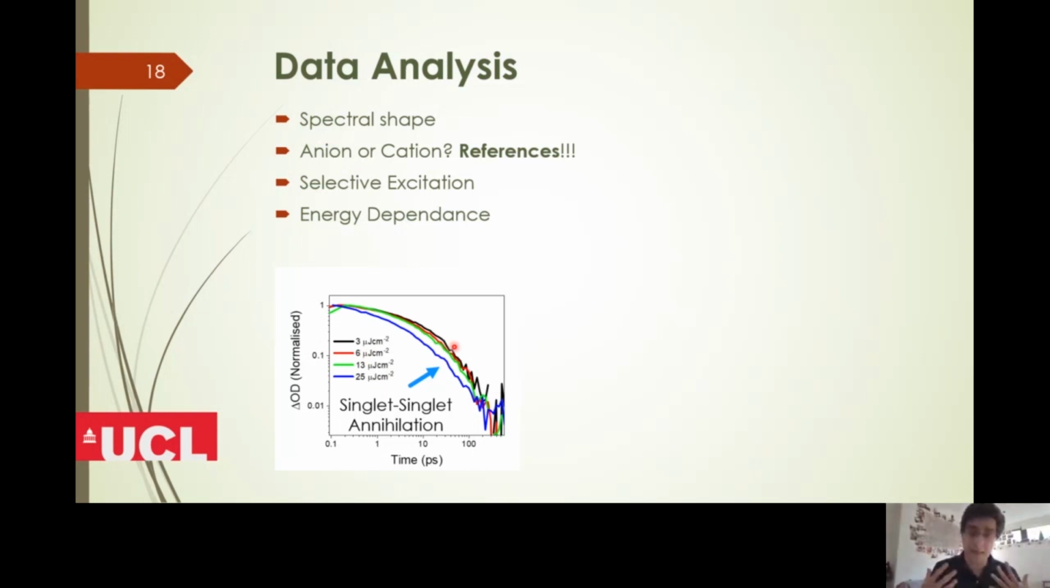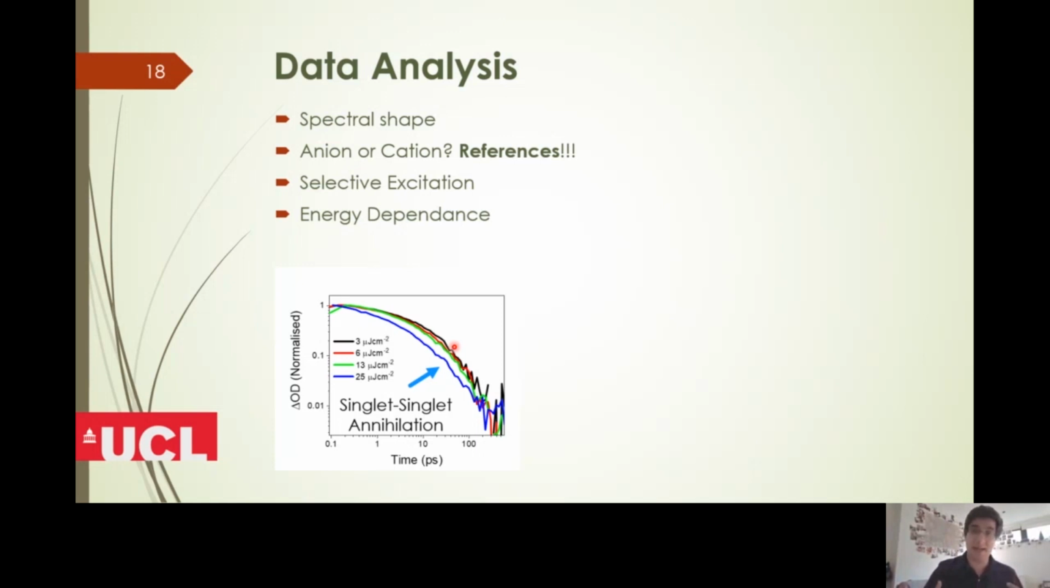This gives the information that you are having here a monomolecular process, because the kinetics doesn't change. I said energy before, and it's power. It's very important. If you have higher power, you will have more of your excited states, so you will have a higher concentration. So if it's a monomolecular process, the kinetics shouldn't change that much.